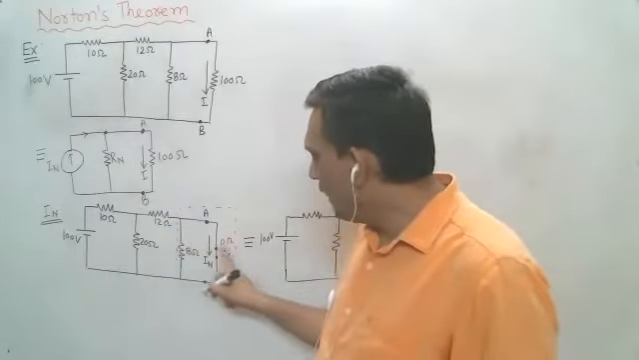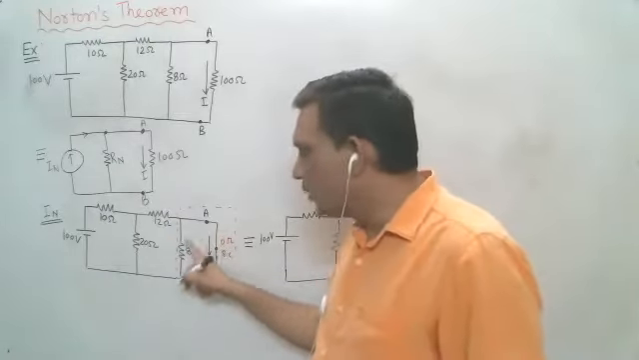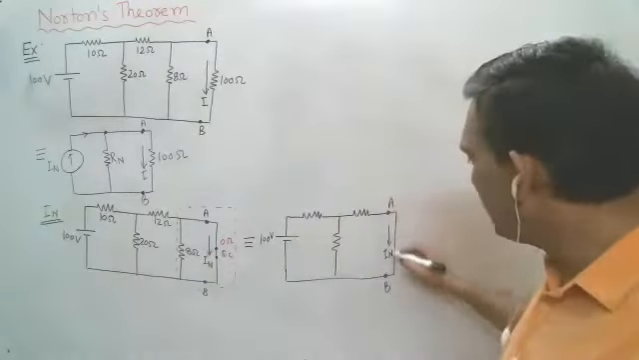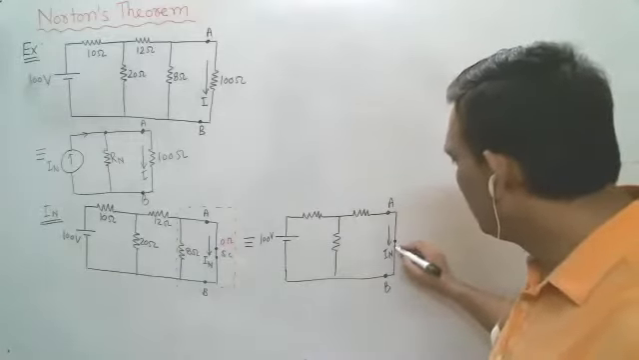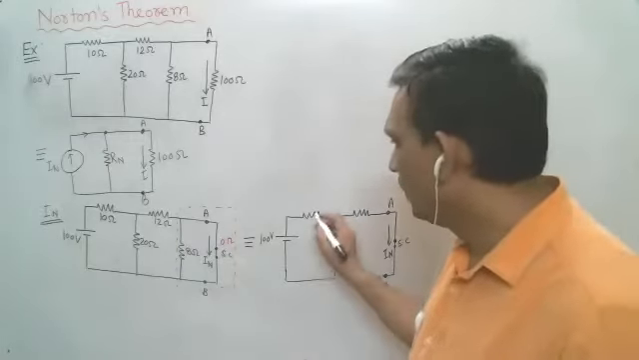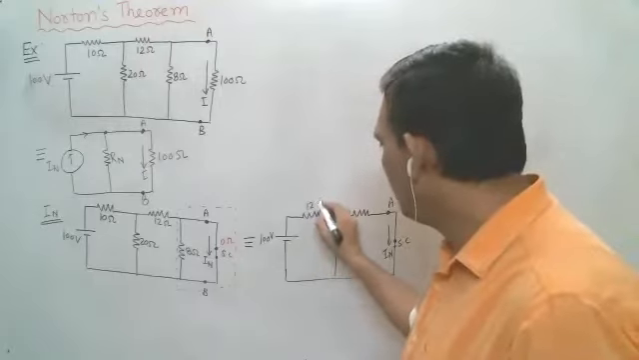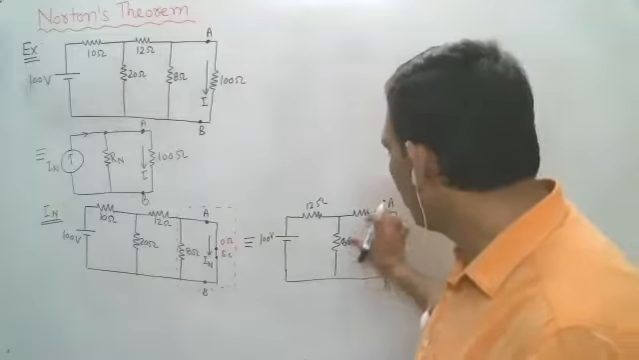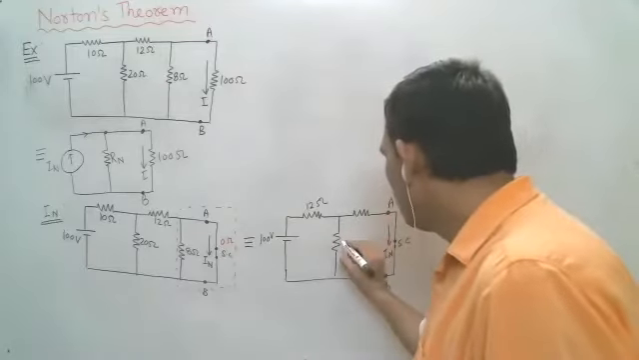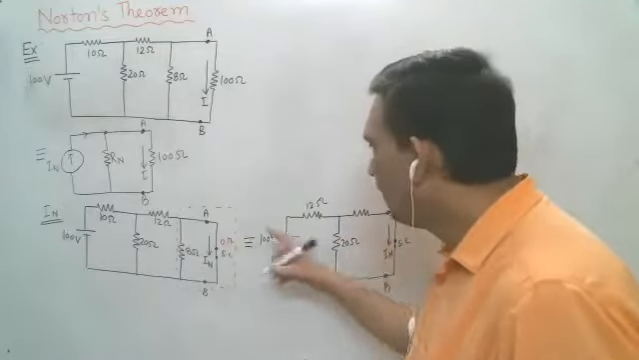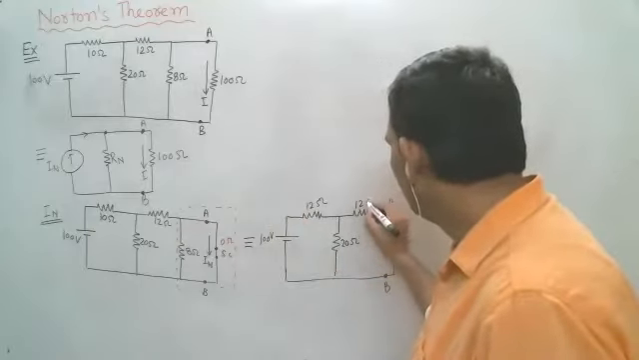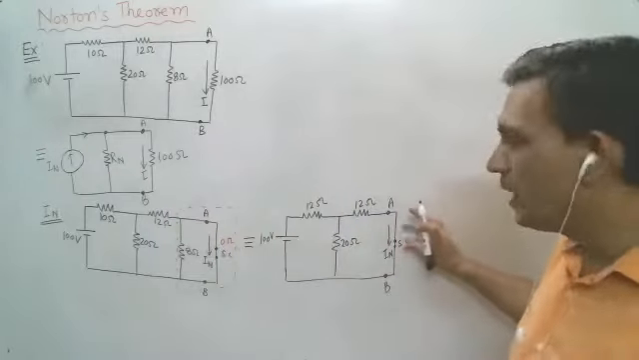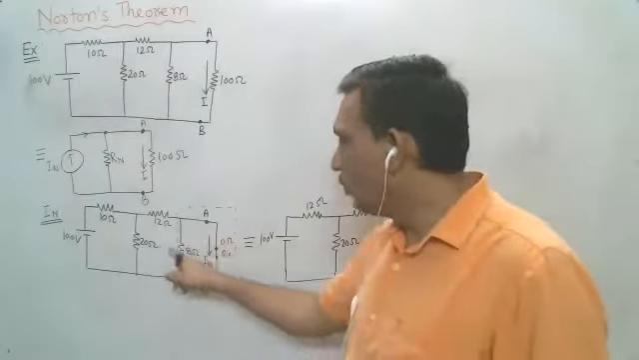Now 8 ohm and 0 ohm, they are in parallel. So their equivalent will be 0. So the equivalent is represented by a short circuit. This is 12 ohm, this is 20 ohm and this is 12 ohm. So this is the equivalent. Equivalent of these two will be 0. So I have replaced it by a short circuit. Both are short circuited.